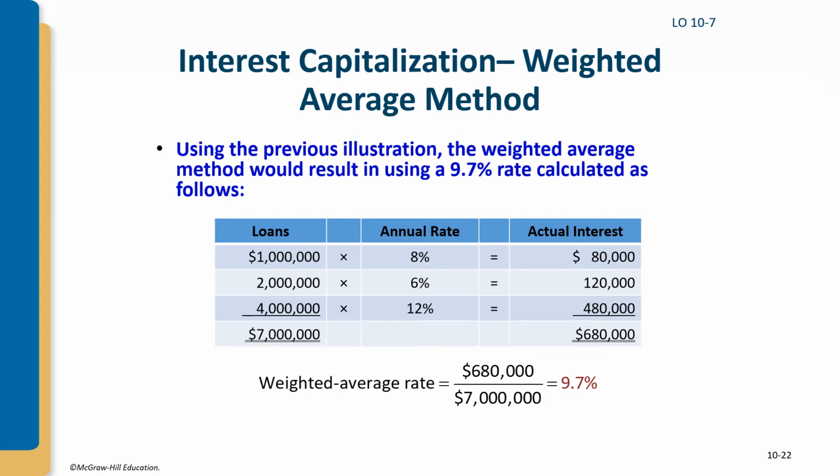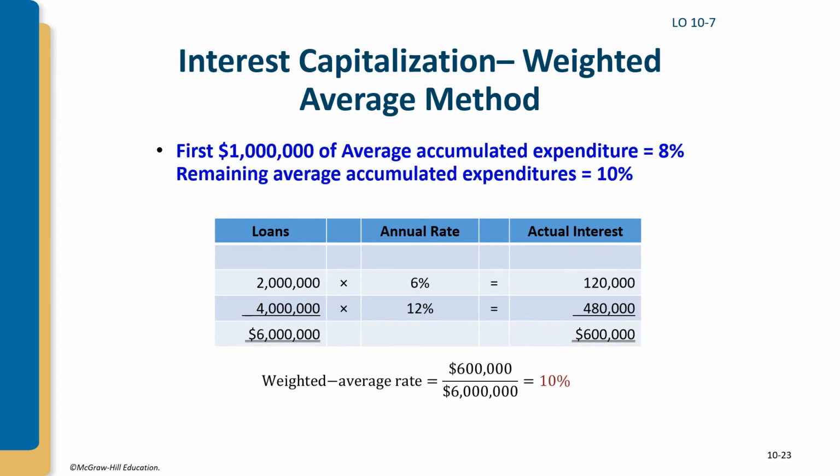So you're not focused on just the construction loan. You're looking at all your loans and saying, we're probably using some money from these other loans too, so maybe we should consider their interest rates as well in our computation. And that's basically what we're doing here, for the weighted average method.